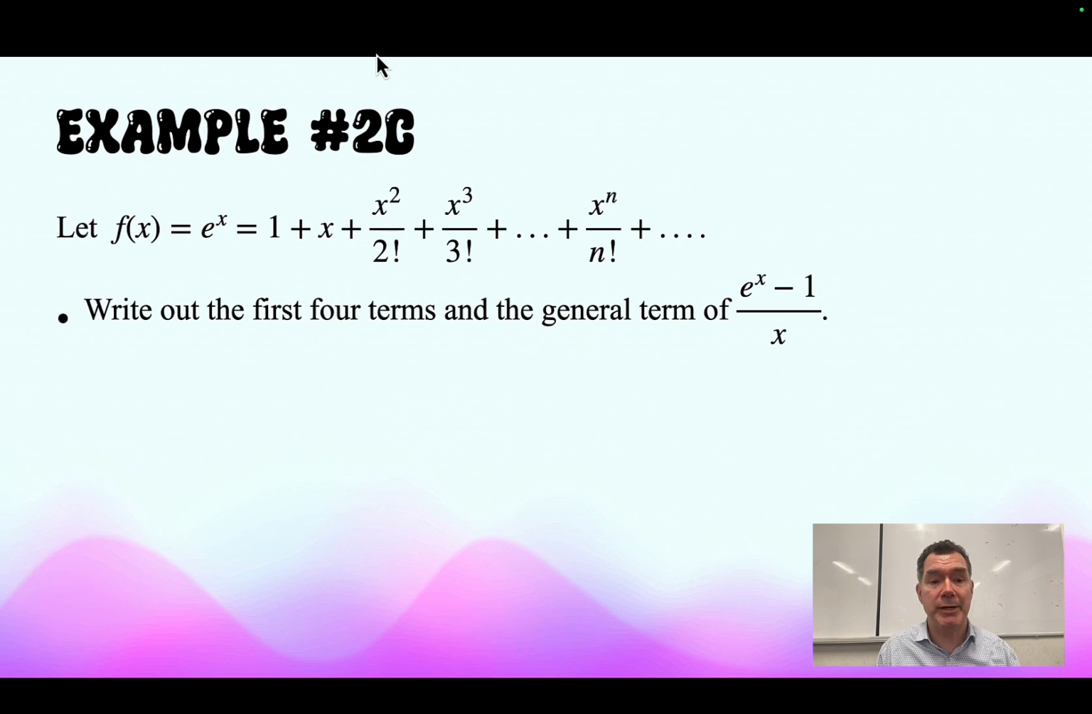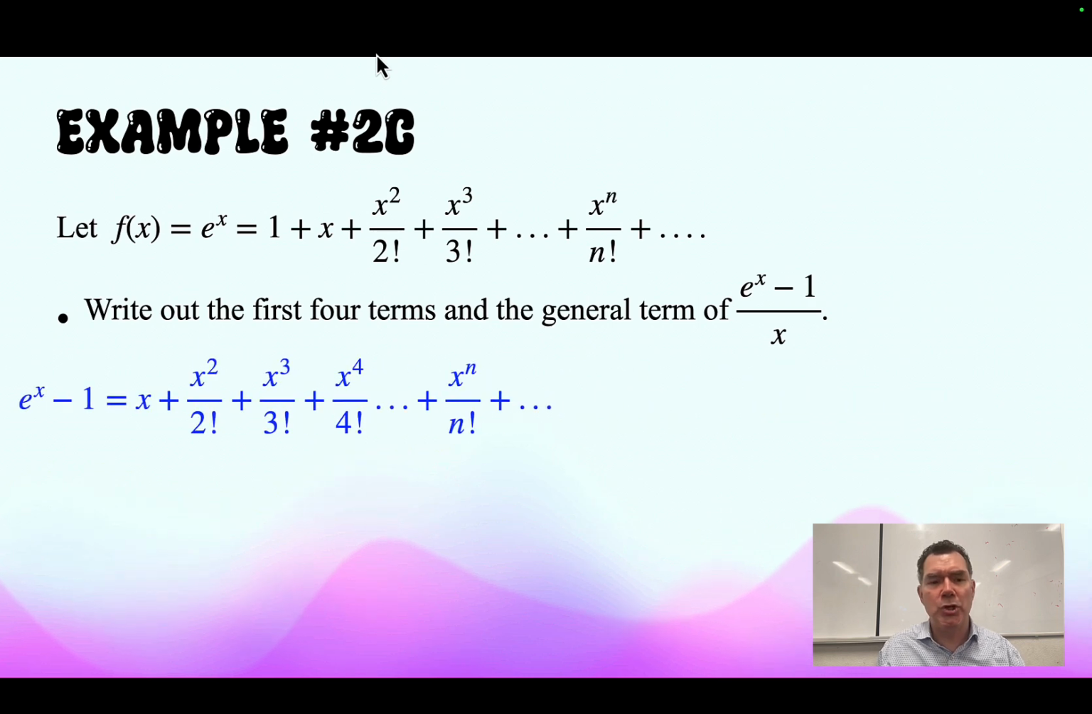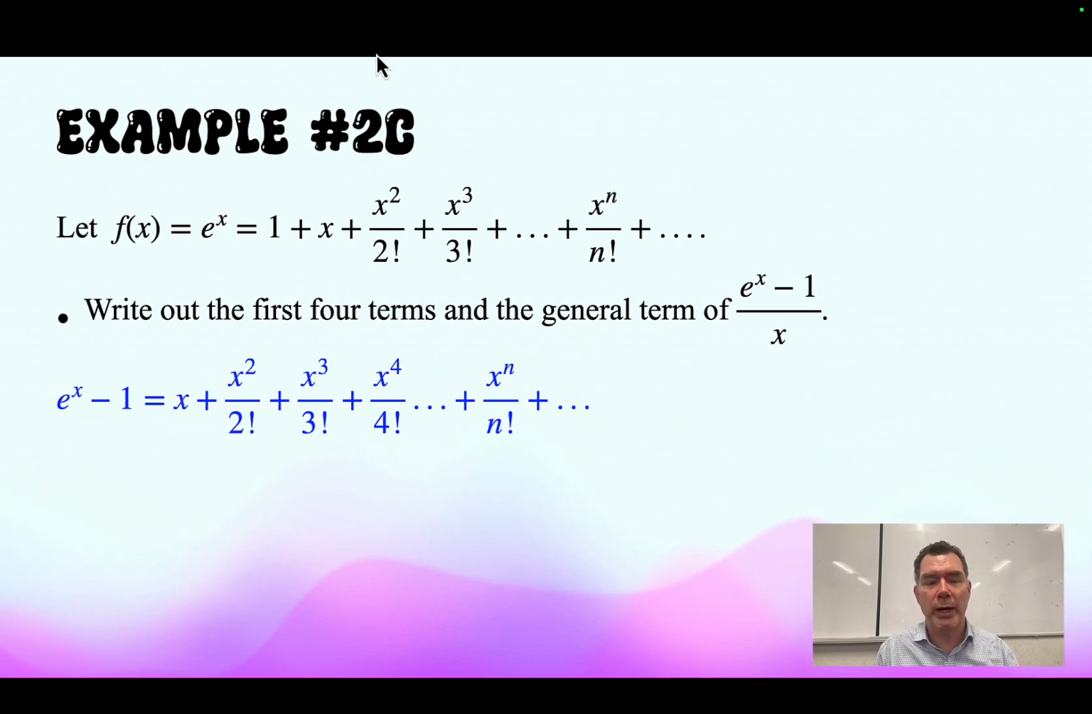Same example, same series, but now we need to write out the first four terms and the general term of e to the x minus 1 over x. So let's start with the numerator where we have e to the x minus 1. All that means is that the first term is gone. I'm subtracting that one term. So the new series starts at the second term, which is x, and it includes all of the other terms after that. So that's what it looks like.